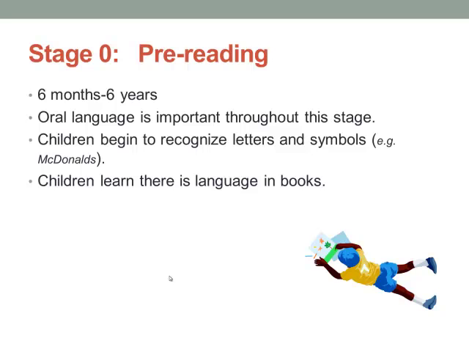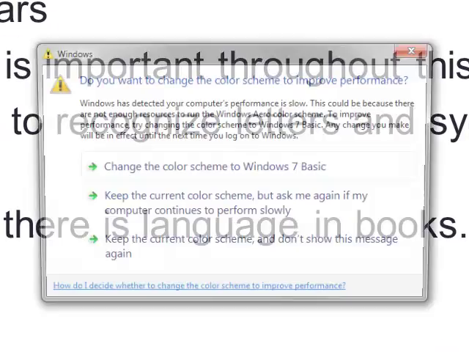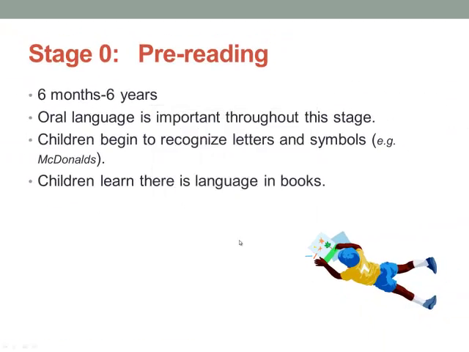Not only is oral language important, but children begin to also recognize letters and symbols. They start to realize that that funny little symbol or shape has a name, and that when we see symbols such as the McDonald's golden arches, that means lunch or something special, and we refer to that as environmental print. So those are really 2 hallmarks of stage 0, the pre-reading. Children also learn that there's language inside of books, and that there are stories or information to be learned about something or someone inside of books.